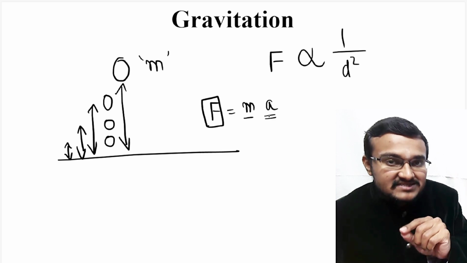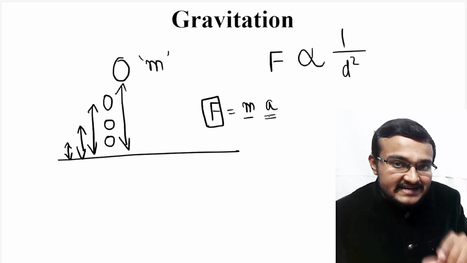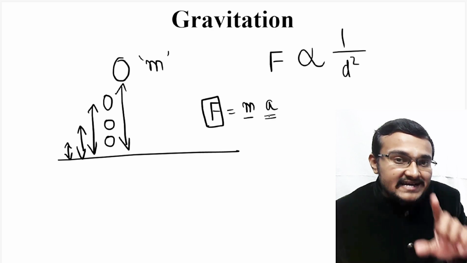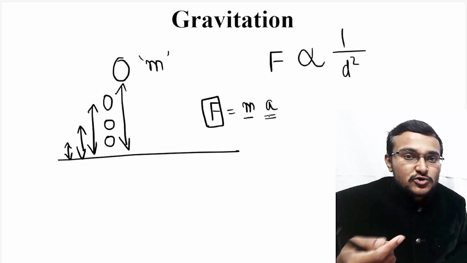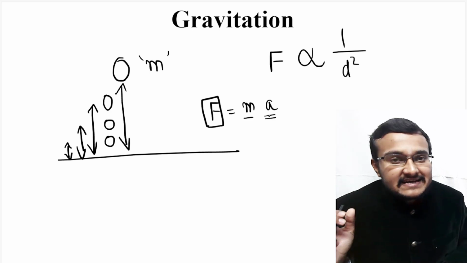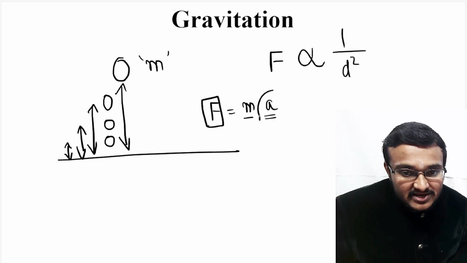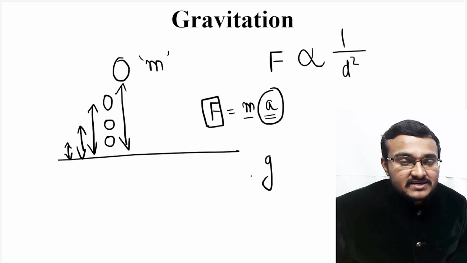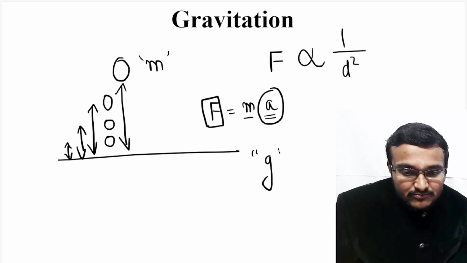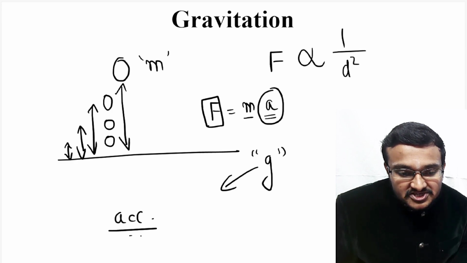And this particular acceleration which this stone is getting is known as acceleration due to gravity, because due to gravitational force, the stone is getting the acceleration. This acceleration can be represented as small g. So always remember, whenever I put small g, it represents acceleration due to gravity.